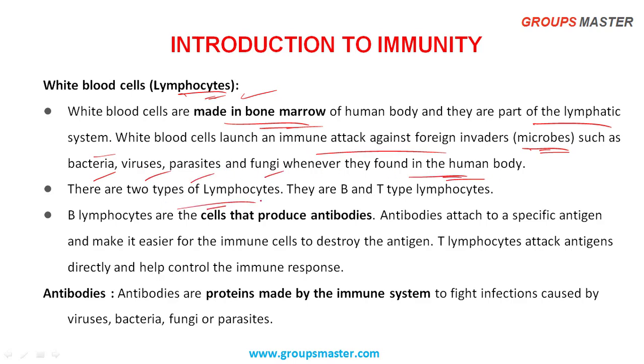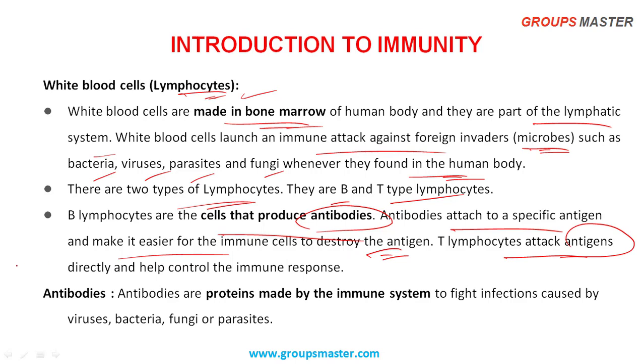There are two types of lymphocytes. One is B and another one is T-type lymphocytes. B-type lymphocytes are the cells that produce antibodies. Remember that produce antibodies. Antibodies attach to a specific antigen and make it easier for the immune cells to destroy the antigen. T lymphocytes attack antigens directly and help control the immune response.